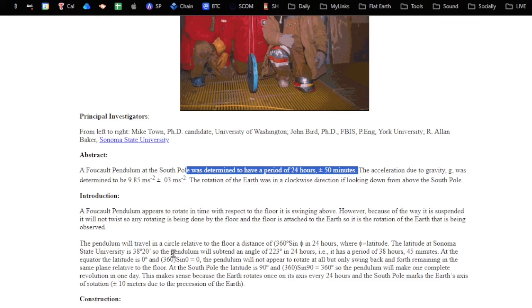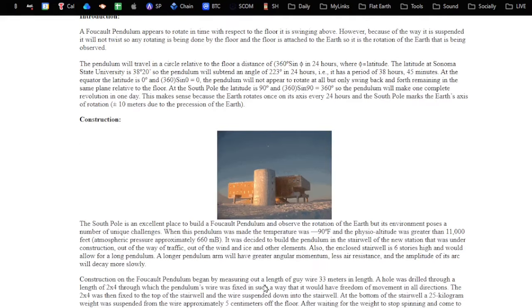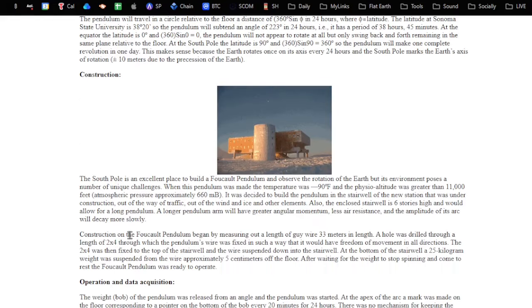The pendulum will travel in a circle relative to the floor at a distance of... Okay. Construction. The South Pole is an excellent place to build a Foucault's pendulum and observe the rotation of the Earth. Its environment poses a number of unique challenges.